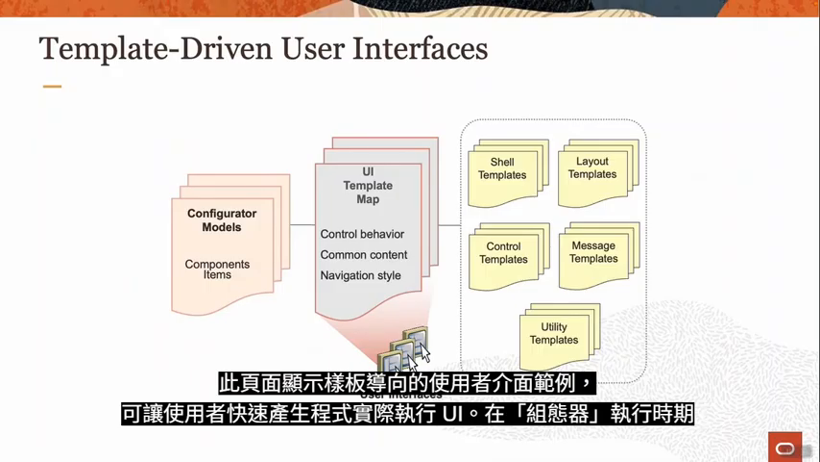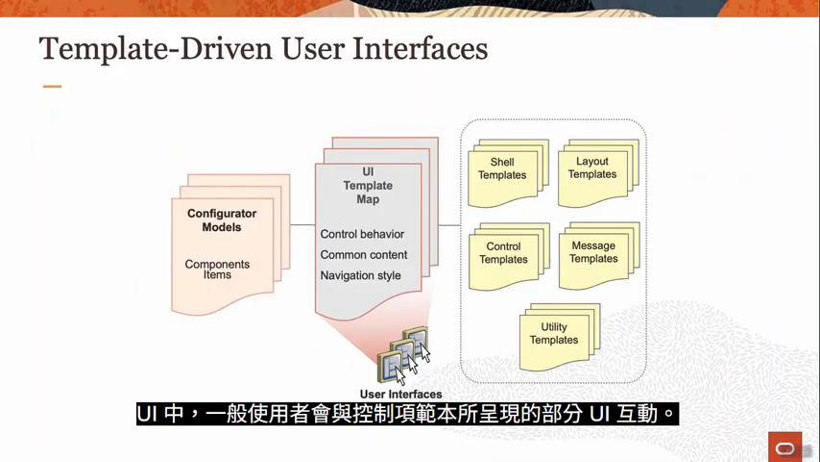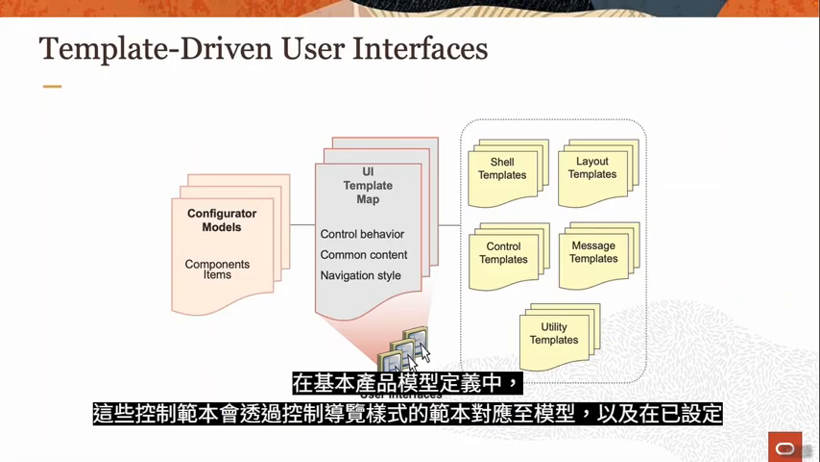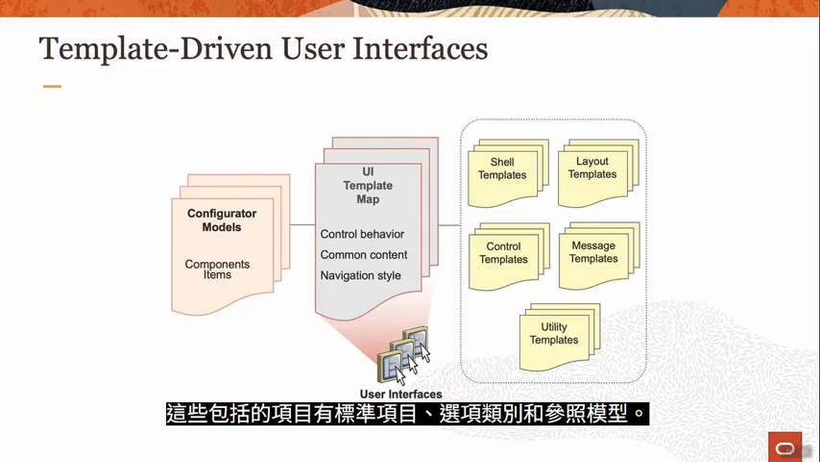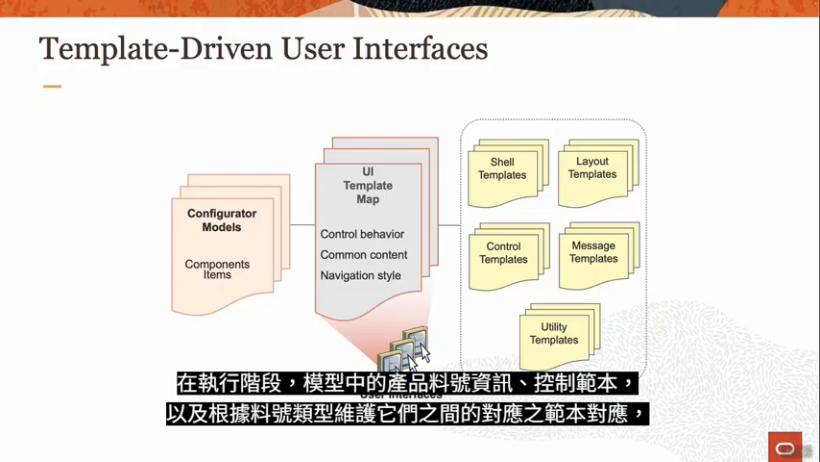In the configurator runtime UI, the end user interacts with parts of the UIs that are rendered by the underlying product model definition. These are controlled by a template map which controls the navigation style and the way in which product elements are rendered in the configured UI. These include things such as standard items and option classes. At runtime, the product item information from the model, the control templates, and the template map that maintains the mapping between them based on the item type are then assembled in the configurator runtime UI that is presented to the end user to configure the model.